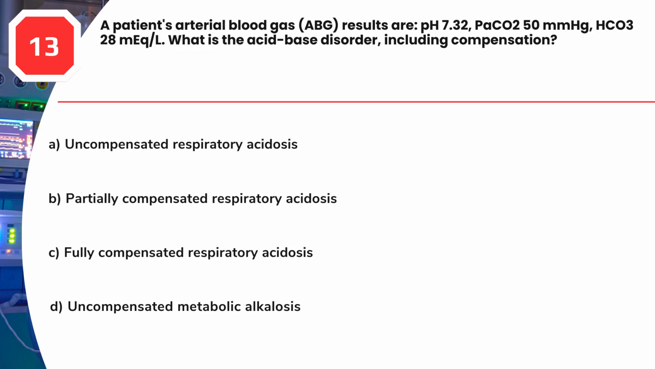Question 13. A patient's arterial blood gas, ABG, results are pH 7.32, PaCO2 50 mmHg, HCO3 28 mEq/L. What is the acid-base disorder, including compensation? A. Uncompensated respiratory acidosis. B. Partially compensated respiratory acidosis. C. Fully compensated respiratory acidosis. D. Uncompensated metabolic alkalosis.